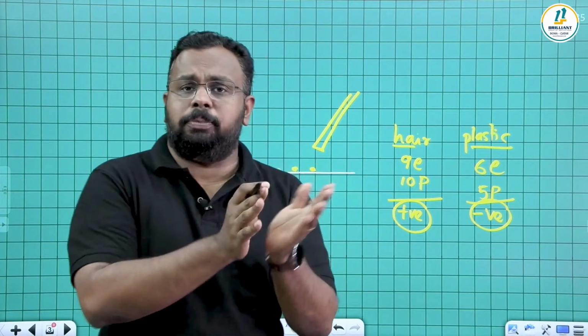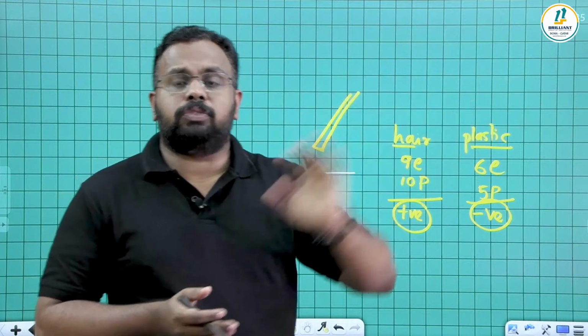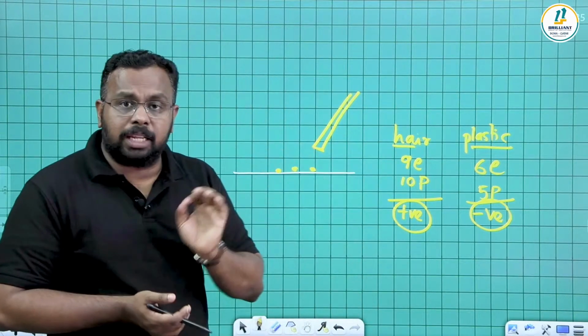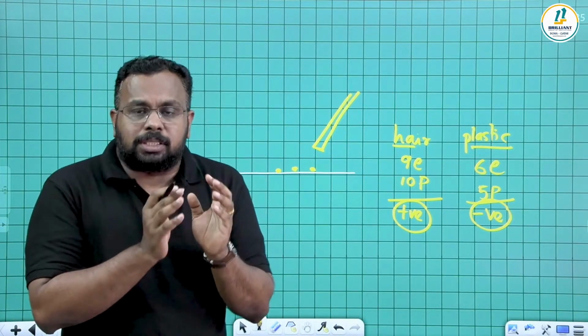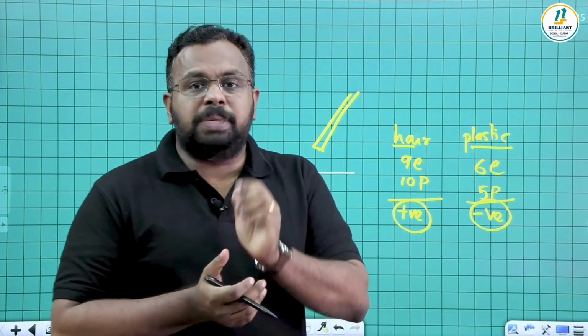When you're rubbing one body with another body, electrons are transferred from one object to what? Another object. Okay, this type of electricity has been given a name.